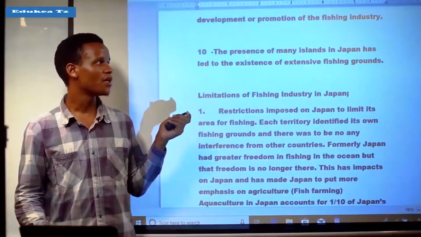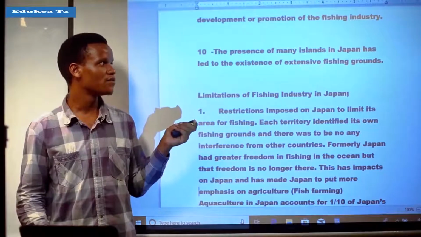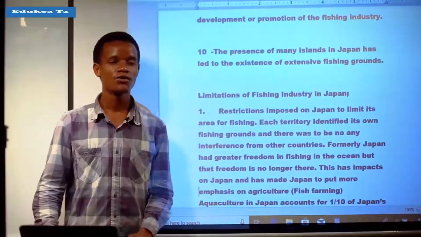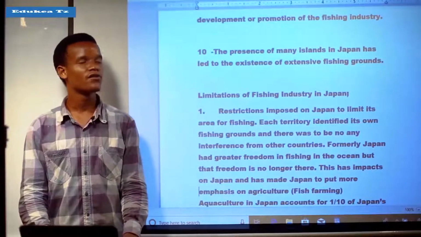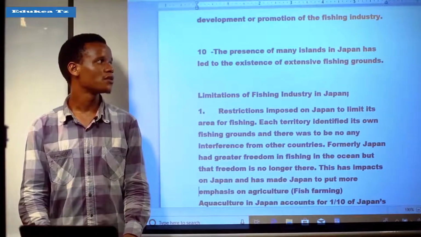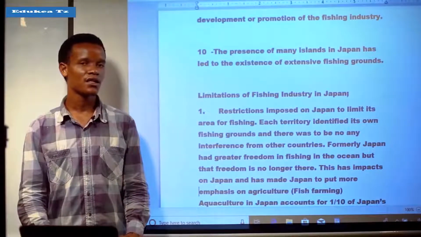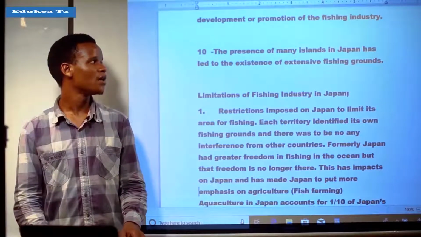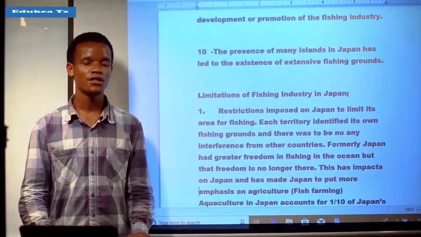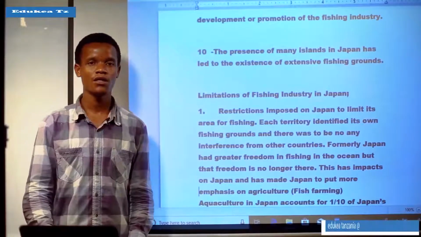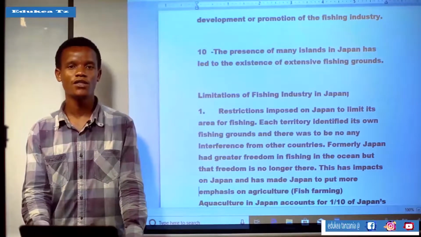Another is the presence of many islands in Japan, which has led to the existence of extensive fishing grounds. Due to the availability of many islands in the country of Japan, it contributed much to the development of the fishing industry. Those many islands found in Japan ensure the existence of extensive fishing grounds. So the many islands found in Japan contributed much to the development of the fishing sector.